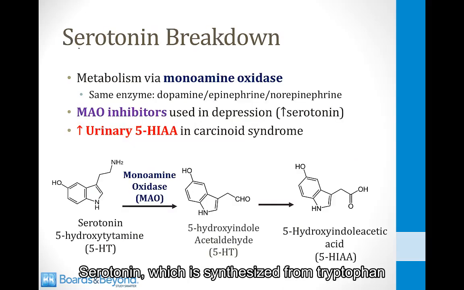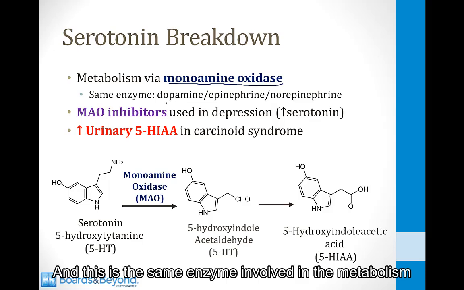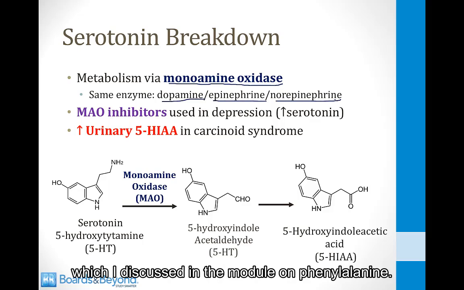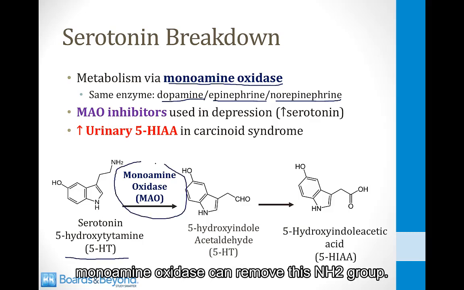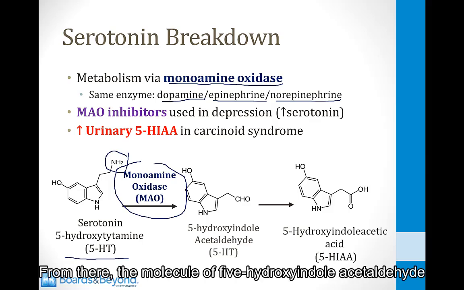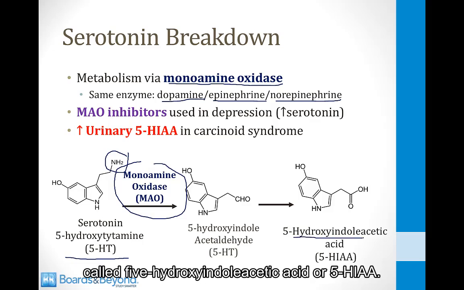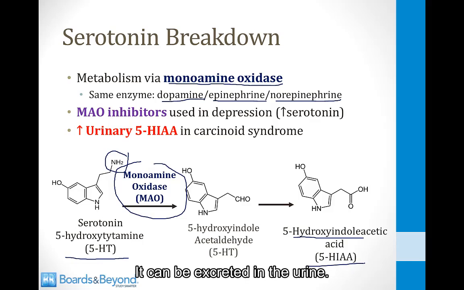Serotonin, which is synthesized from tryptophan, can be metabolized by the enzyme monoamine oxidase, and this is the same enzyme involved in the metabolism of dopamine and epinephrine and norepinephrine, which I discussed in the module on phenylalanine. This is the structure of serotonin on the left side of the screen here. Monoamine oxidase can remove this NH2 group. From there, the molecule of 5-hydroxyindole acetaldehyde can be converted into a molecule called 5-hydroxyindole acetic acid or 5-HIAA, and this is the final metabolite of serotonin breakdown. It can be excreted in the urine.